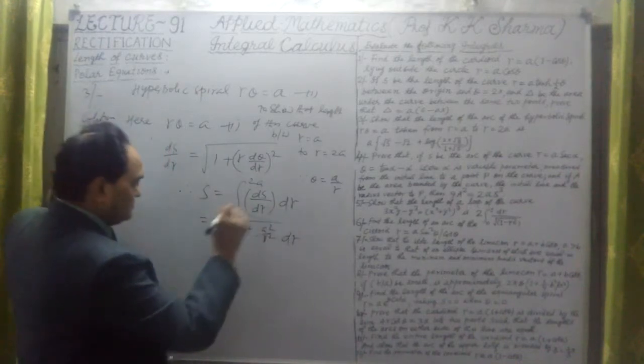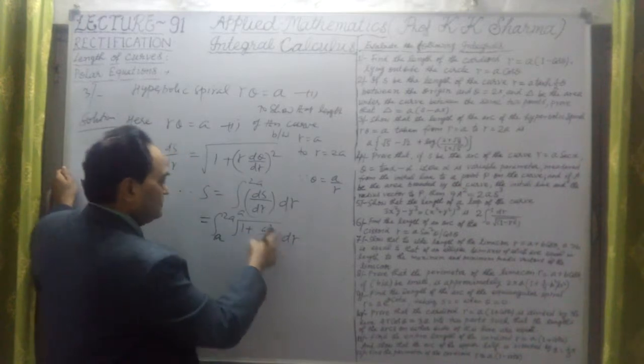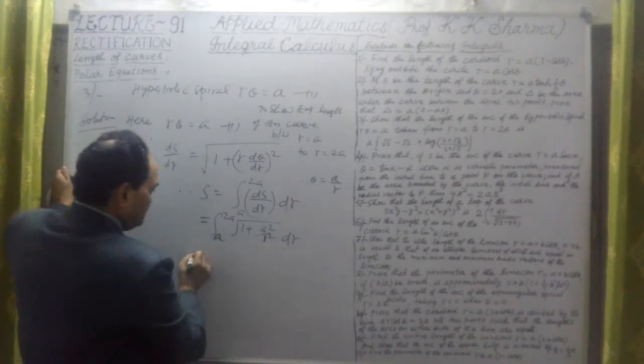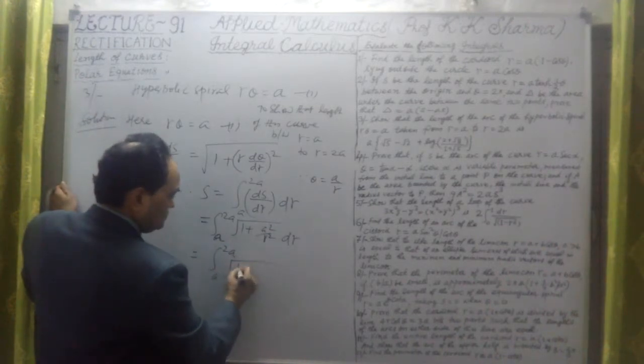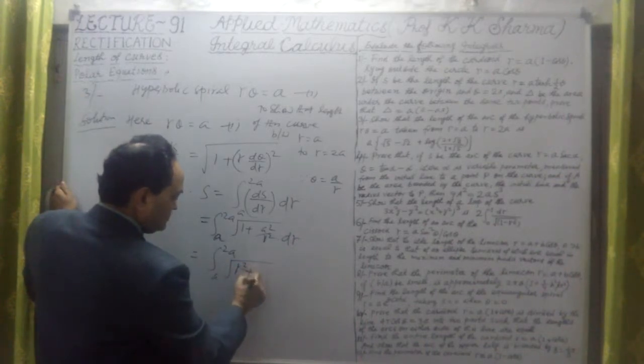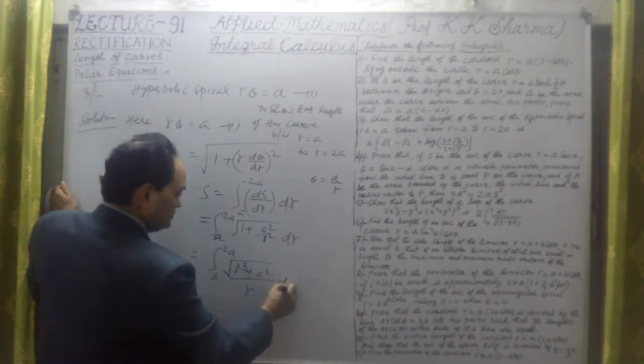Okay, now this is converted into r, because integration is with respect to r. So we have converted theta into r only. Now let me solve it further. This is a to 2a. Here it is under root r square plus a square upon r. Square root from r square is cancelled out. This is dr here.